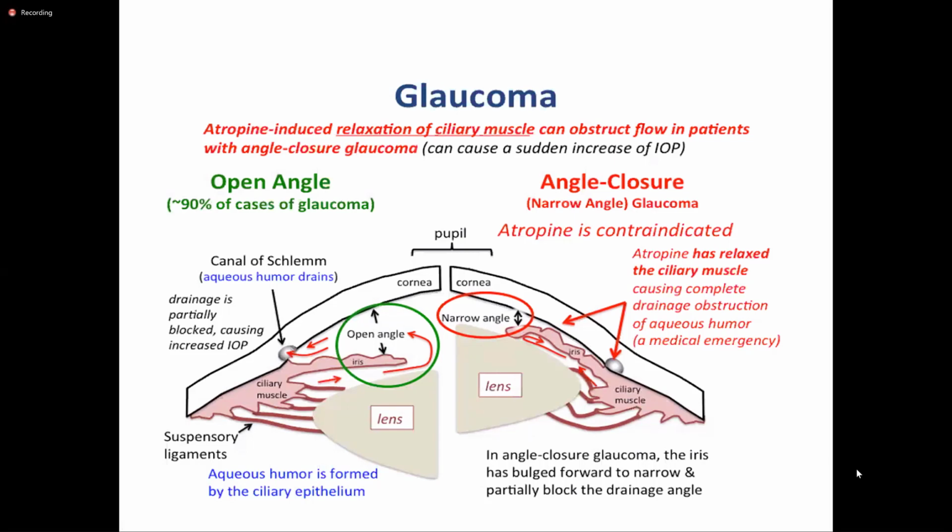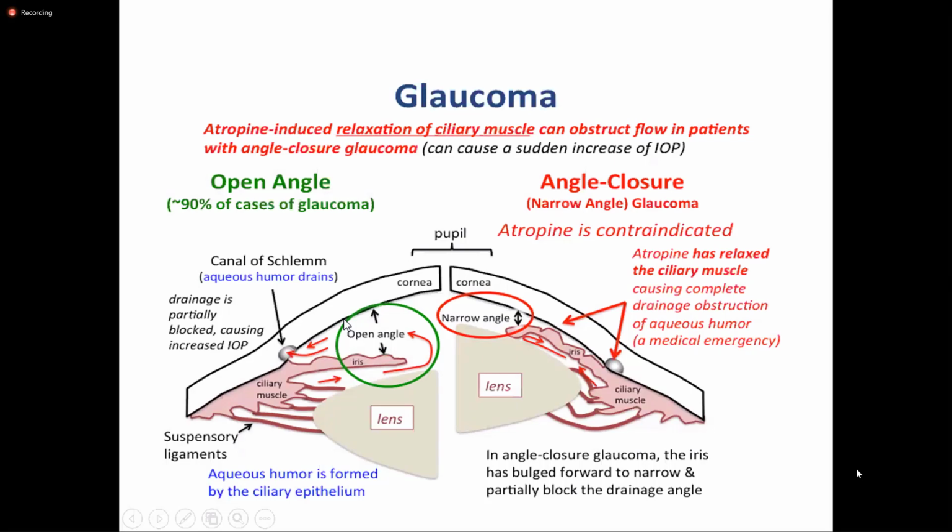So there are two types of glaucoma. One is the open angle glaucoma, the other one is the closed angle glaucoma. And when we talk about the prevalence of these different types of glaucoma, open angle glaucoma occurs in about 90% of the cases, whereas 10% of all the glaucoma is narrow angle glaucoma or angle closure glaucoma.